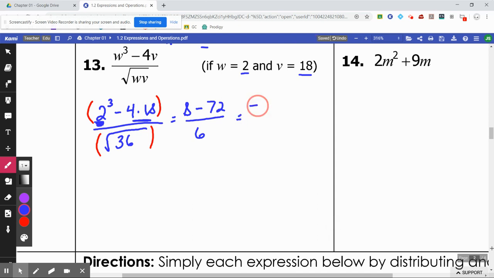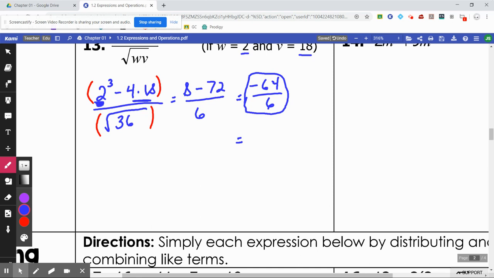8 minus 72 is a negative 64 over 6. Now, the way I want you to treat this, if this is divisible, definitely divide it. 64 divided by 6 is going to give you a decimal answer, though. I would rather, just to keep it clean, if it's going to be a decimal answer, just leave it as a fraction. Take the top, this is a negative divided by positive, which is a negative. Divide the top and bottom by the same value. Let's divide them both by 2, and you get negative 32 over 3, and you can just leave your answer like that.